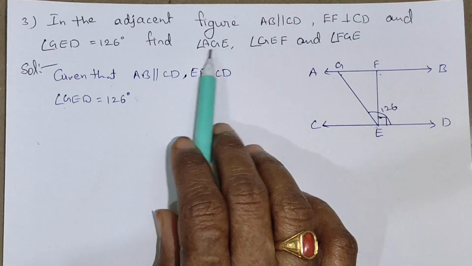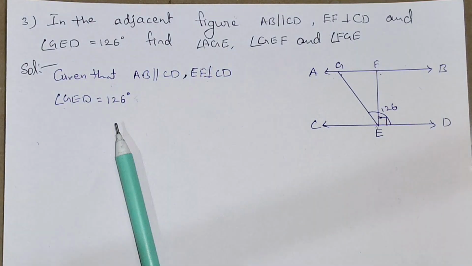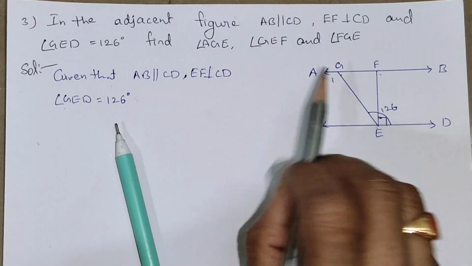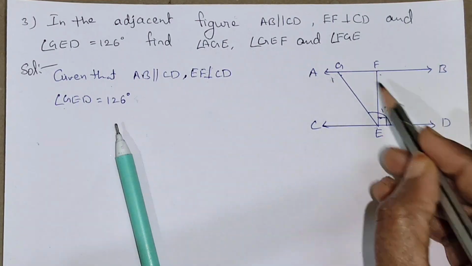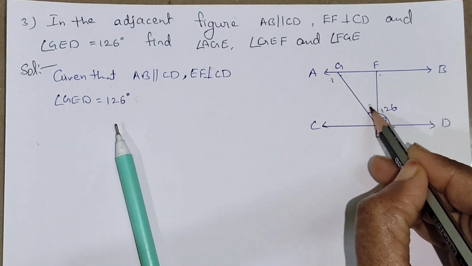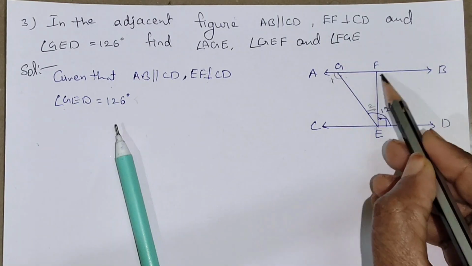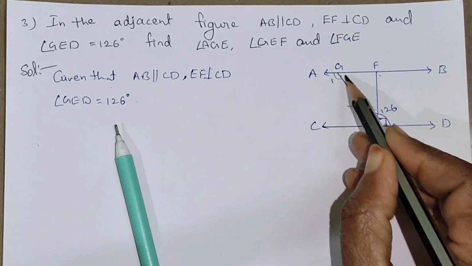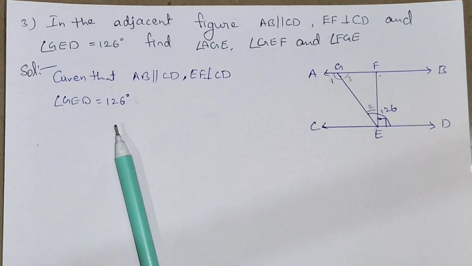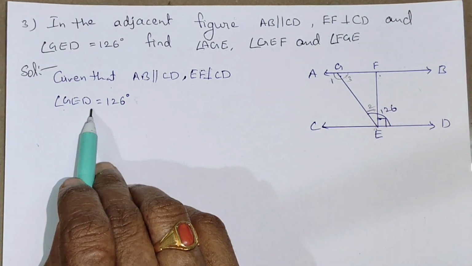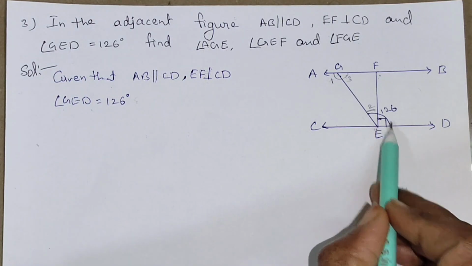Here we are asked to find first AGE, the first one, this angle. Next GEF, the second one, this angle. Next the third one, FGE. These are the three angles.